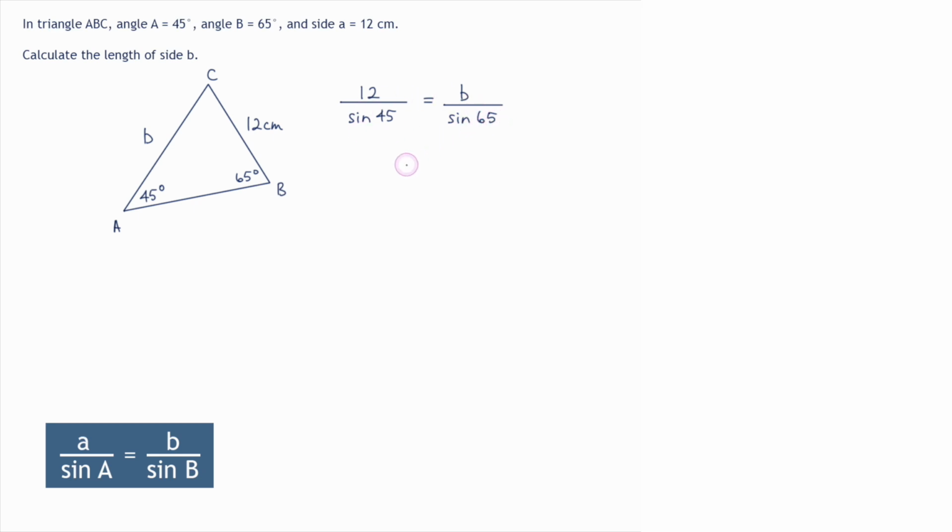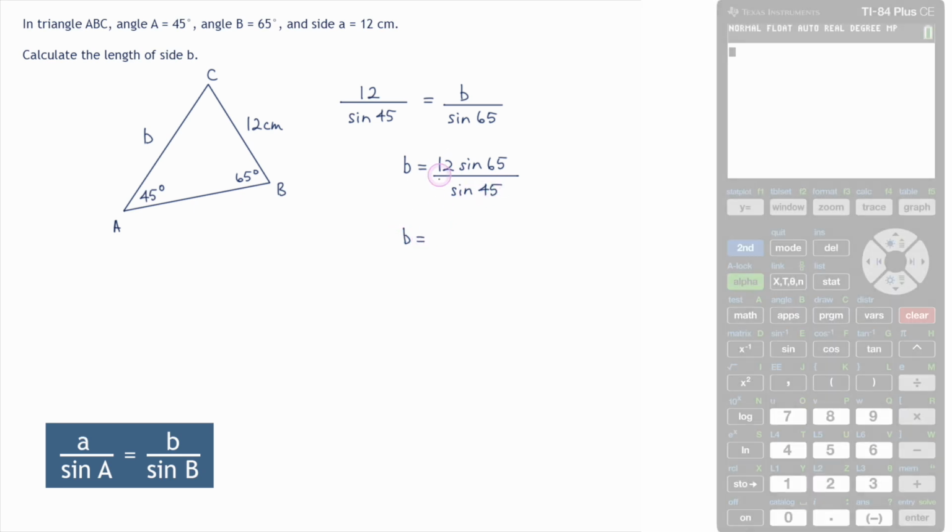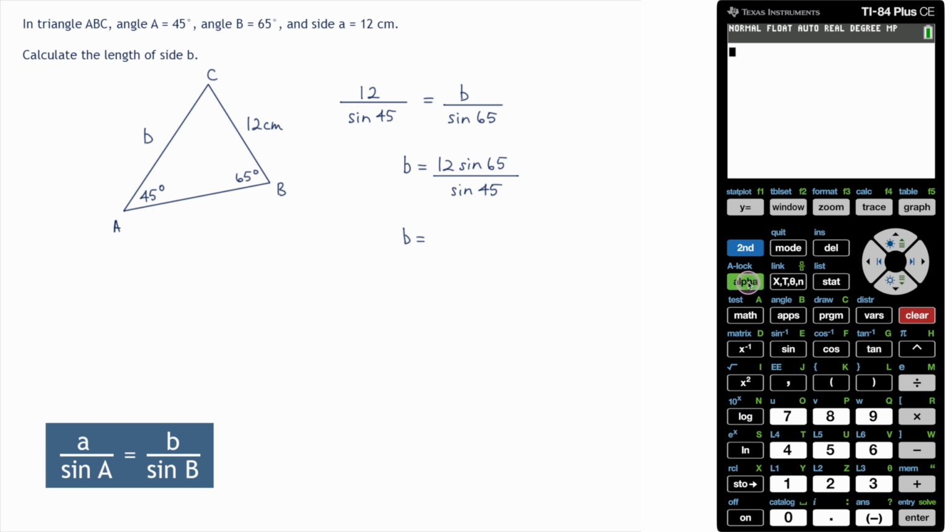We can now rearrange this to find b. So b is equal to 12 sine of 65 over sine of 45. So now we can bring in the calculator and enter in these values. Well, the first thing we do have is a fraction. We've got 12 sine of 65 over sine of 45. So length b is 15.4 centimeters, and that is to 3 significant figures.